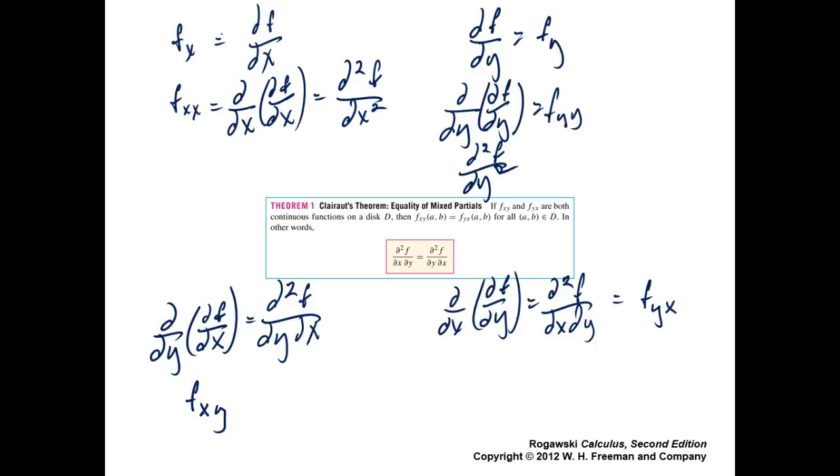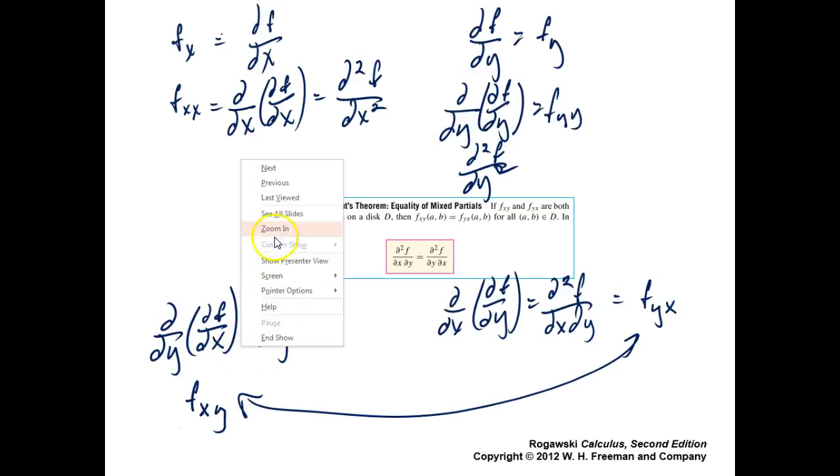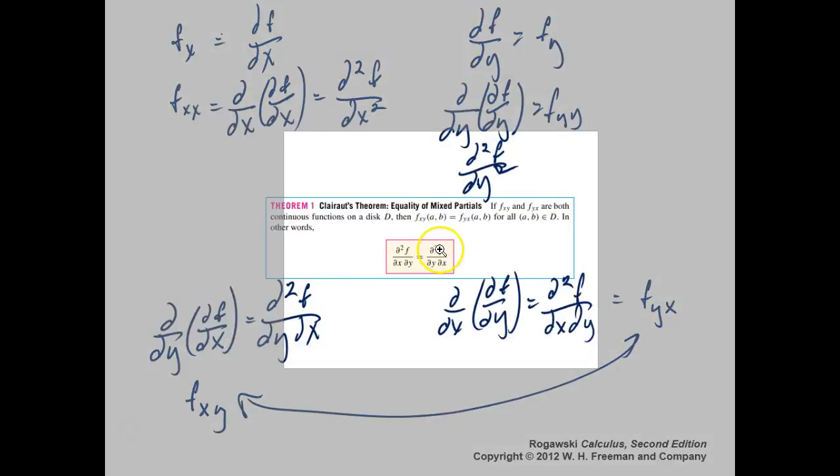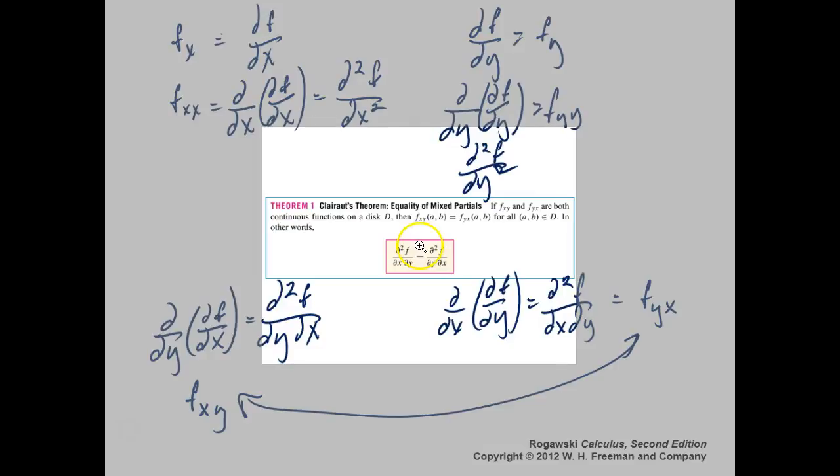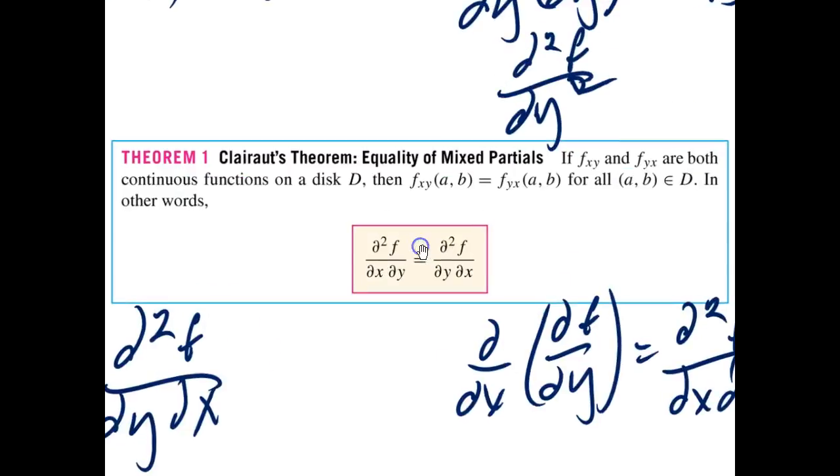Does that seem a little confusing? Guess what? Most of the time these two are equal. It really doesn't matter. Okay? What's that? Well, that's what Clairaut's theorem said. That's why it's on the page here. I'll blow it up a little bit. Okay? Clairaut's theorem on the equality of mixed partials.